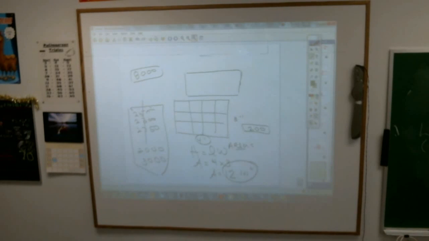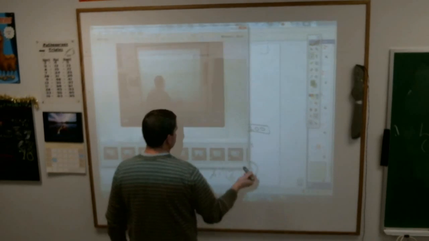6 bedrooms. You have a 6-bedroom house? 6 bedrooms. 4 tomorrow.